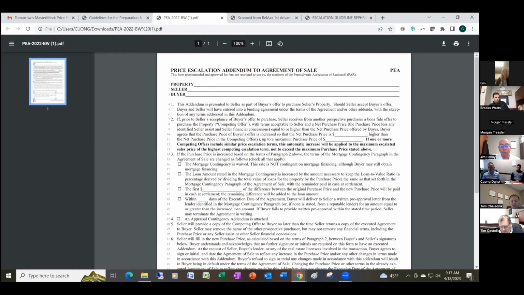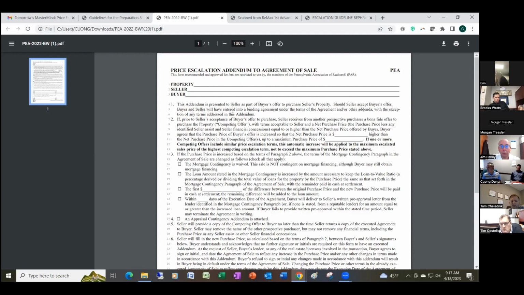is if you increase it to $210,000, that's a $10,000 increase, you're going to bring cash to settlement, the $2,000, okay, the 20% of the 10 grand, and the other $8,000, 80%, is going to be added to the loan, and you're going to keep the loan to value the same as it was on the agreement of sale.